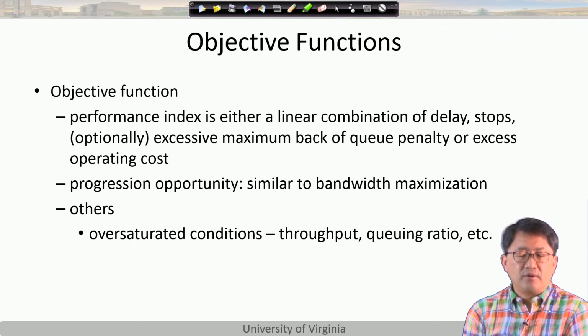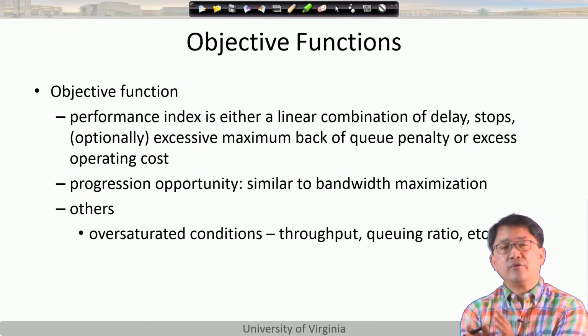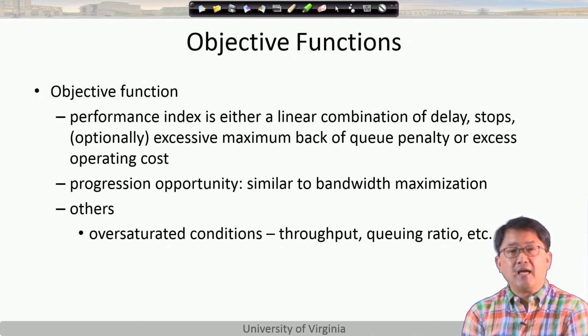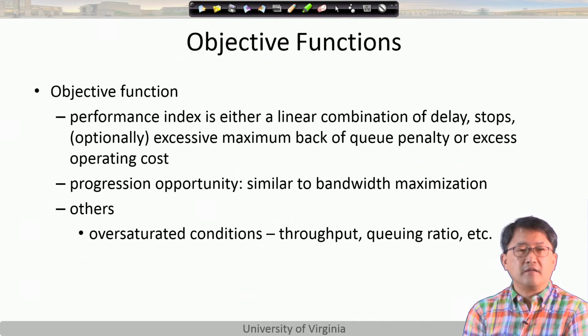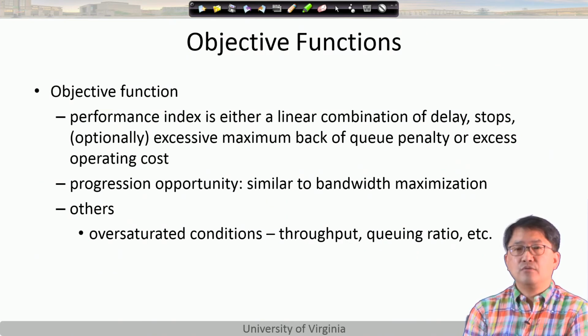So they are using, again, a performance index, similar to Synchro, during congested conditions. It's a linear combination of delay, stops, maximum queue penalties, and even excess operating cost. And then they also consider progression opportunity. If cars are continuously going to next intersections, they create a bandwidth-type maximization, which is a progression opportunity. And when they have oversaturated conditions, they try to maximize the throughput, which is not a bad option, but it sacrifices minor street people. So the idea is that when you have oversaturated conditions, you want to provide green times to the approach with a higher volume. That's how you get the maximum throughput.